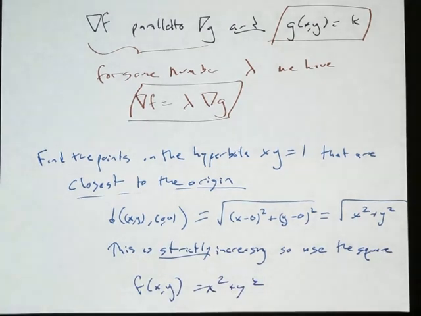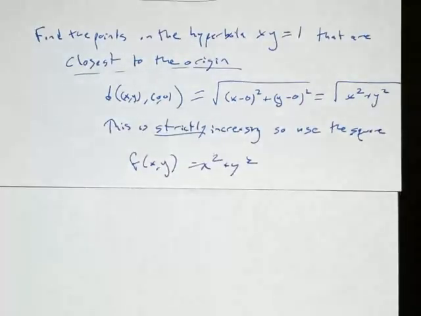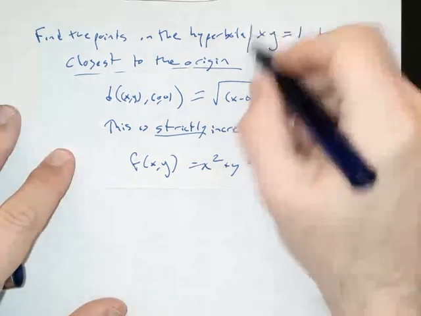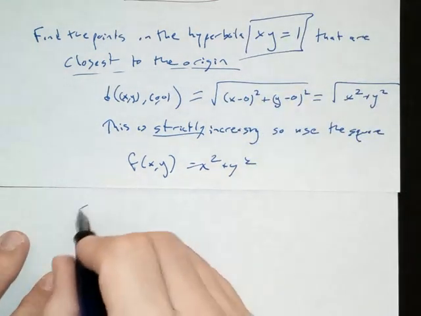So instead of using the square root, I'll just use x squared plus y squared as the thing I am trying to find the minimum of. And notice we have our restriction given to us in the problem. The g of xy part, g of xy equals a number. That's our hyperbola, xy equals 1. That's our constraint.